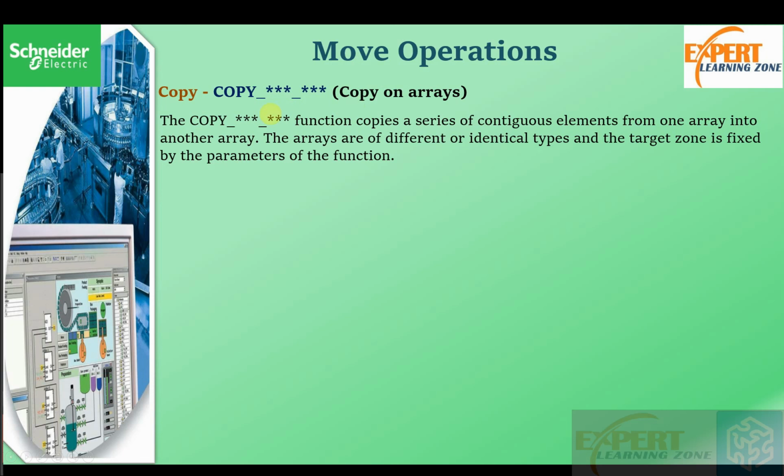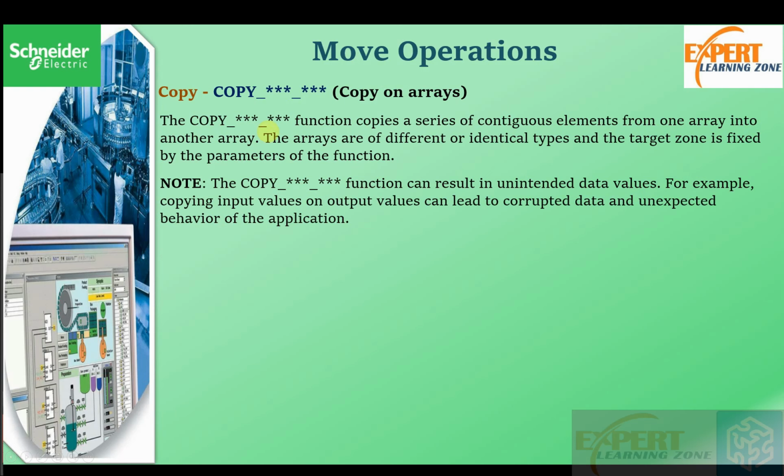The copy instruction. You can copy an array. While the move instruction is more generic, the copy is more specific, because you can only use this copy block when you are copying from one array type to another array type. The copy function copies a series of contiguous elements from one array type into another array. The arrays are of different or identical type and the target zone is fixed by the parameter of the function.